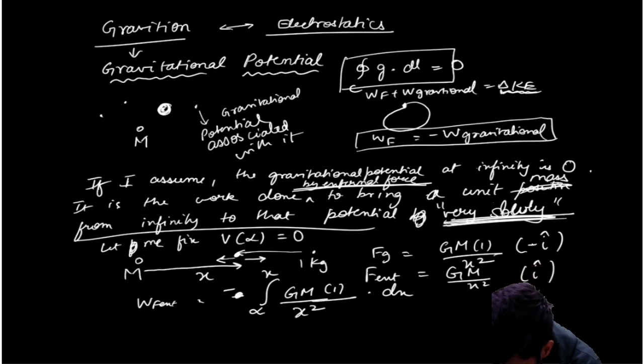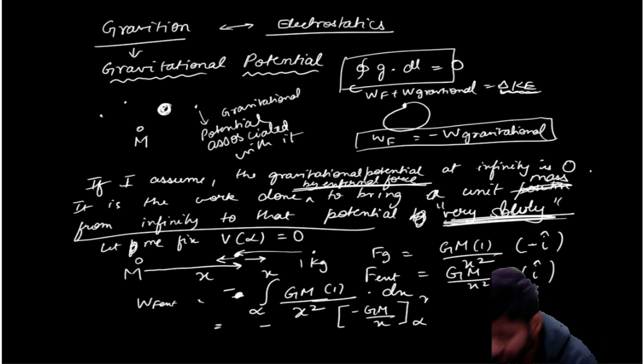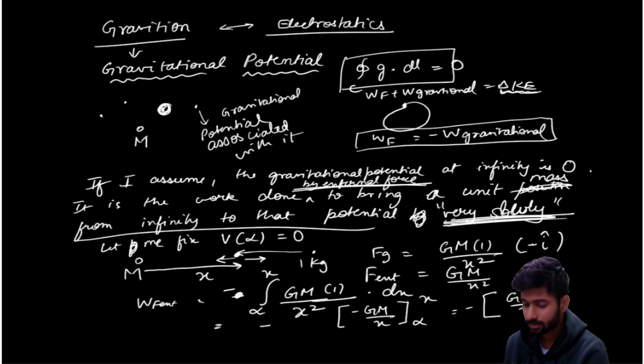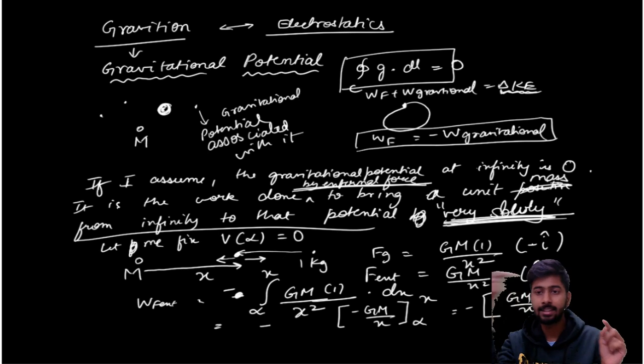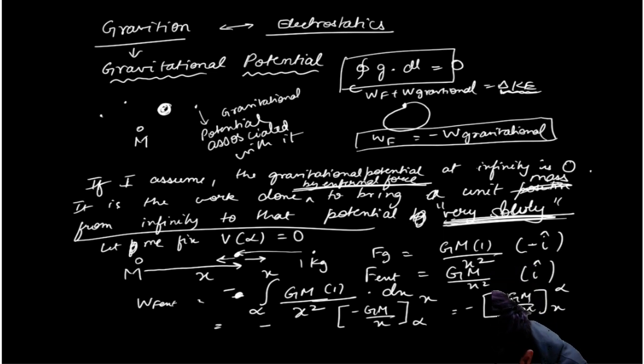When you integrate this, it's very, very simple. It's minus GM by x, from infinity to x. So it will simply be minus GM by x. Interchange the limits, x to infinity. Oh, I forgot about the negative sign of dx. dx will also have a negative sign, right? Because your x is measured from the mass, but your dx is in that direction, so it will also have a negative sign. So that negative will compensate for this, and then you'll just have a plus here.